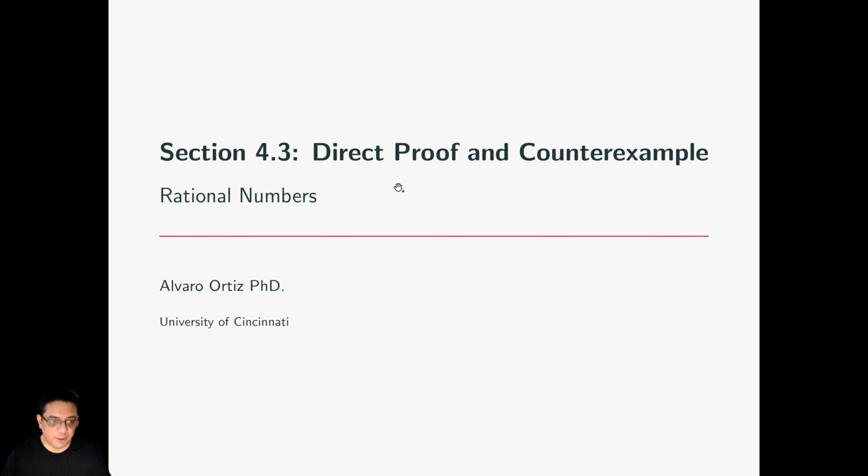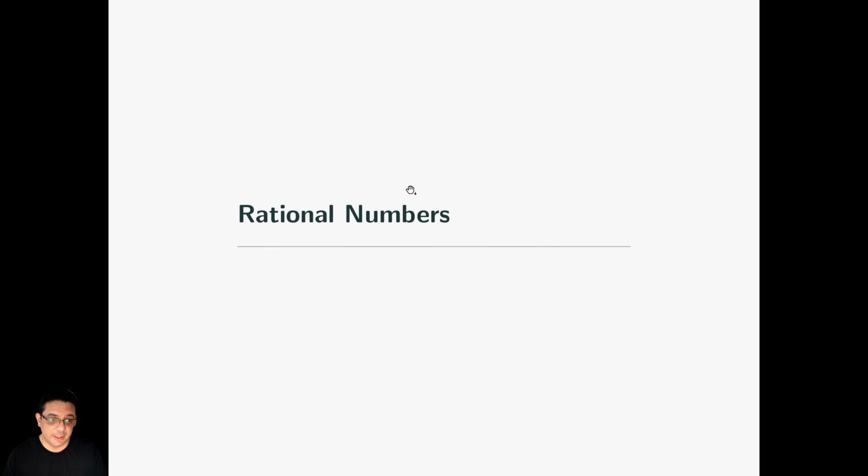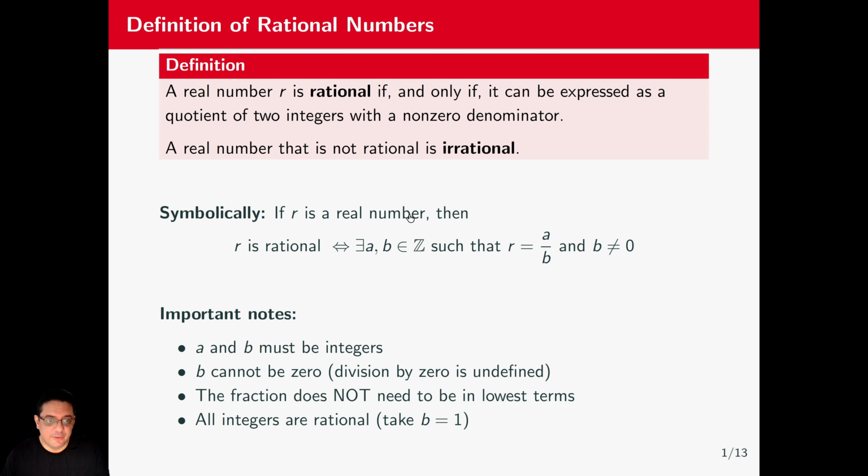Hello everyone, in this video we're going to go over section 4.3 on direct proof and counterexamples. Now let's talk about rational numbers. A real number r is said to be a rational number if and only if it can be expressed as a quotient of two integers with a non-zero denominator. Or we can also say that a real number that is not rational will be irrational.